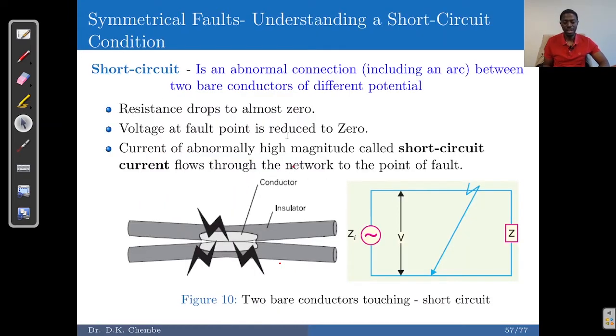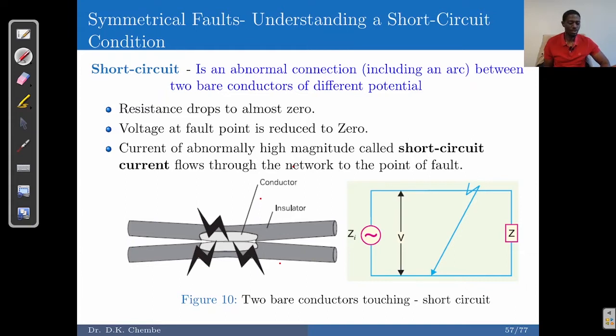If we define a short circuit, as you can see, a short circuit occurs when two bare conductors touch each other. Also, any abnormal connection, such as arcing that can come from one conducting element to another element, can cause a short circuit.